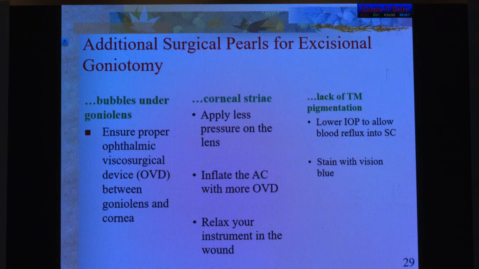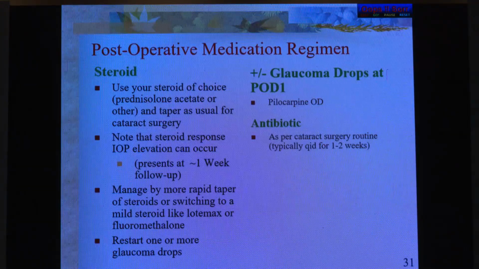If you have a bubble, you again put extra OVD. If you have corneal striae, you tend to put more pressure initially, so apply less pressure, inflate the AC again, and relax your instruments. If you are not able to see this, you can stay in the trabecular meshwork also. And post-operative care is very, very important.